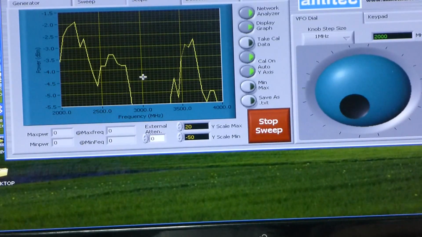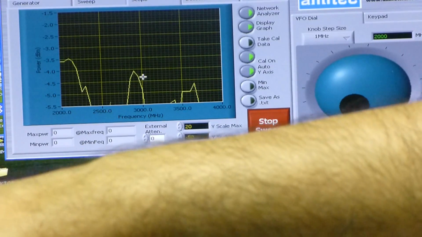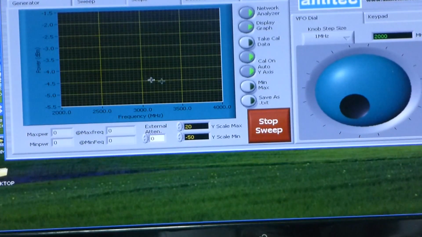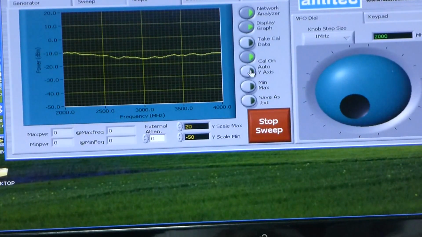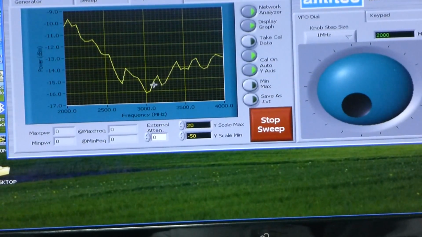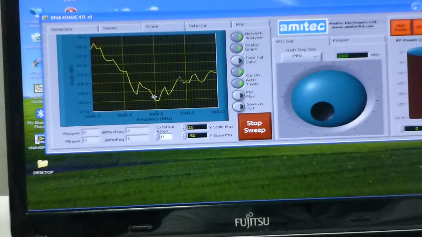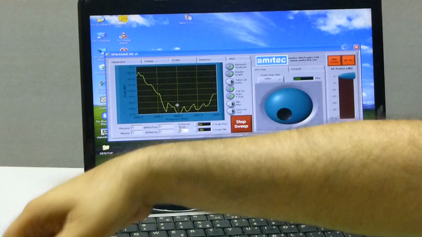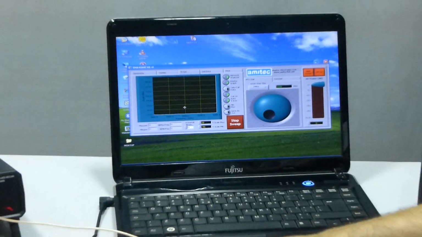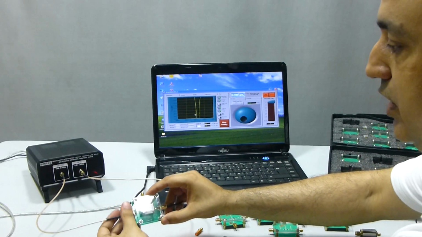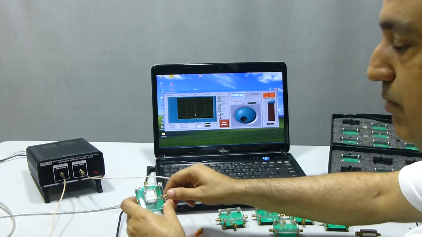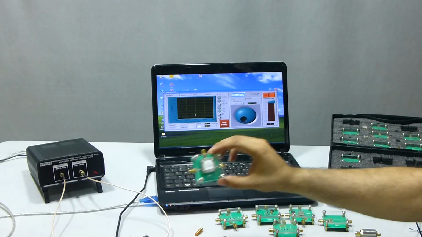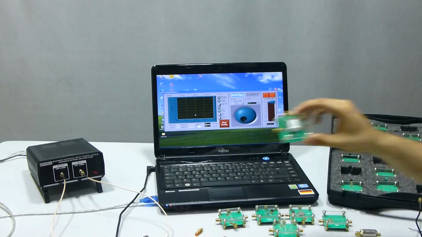So we can see now different port parameters can likewise be measured. In this case, now we see that the isolation is of the order of 16 dB at the center frequency of 3 GHz. So we have got an analogy between different waveguide components, and all the components which are available at the waveguide domain are also available in the microstrip domain at 3 GHz.